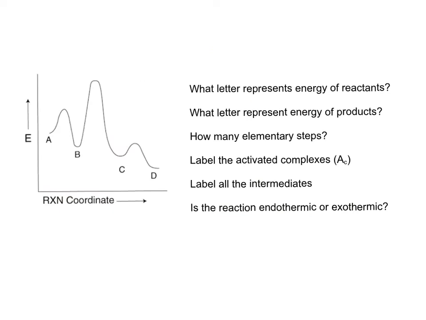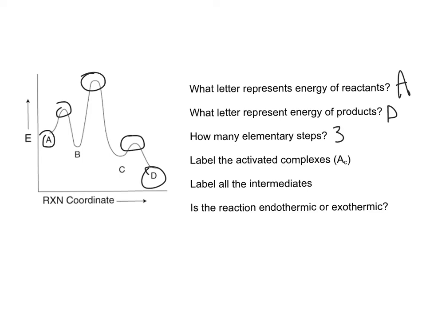So here's a potential energy diagram that actually shows every individual step. The first question says, what letter represents the energy of the reactants? Well, the reactants are still the stuff that I start with. That's going to be A. What letter represents the energy of the final products? Well, that's still going to be the stuff at the end. That's going to be D. But then we ask the question, how many steps do I have in this reaction? Well, each one of these hills represents a step. So here's 1 step, 2 steps, 3 steps, 1 for each hill.